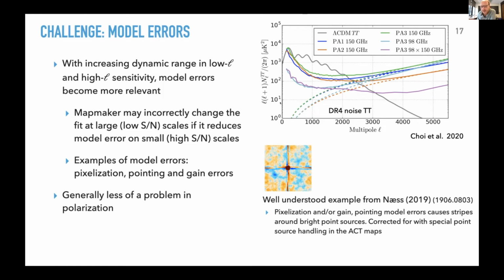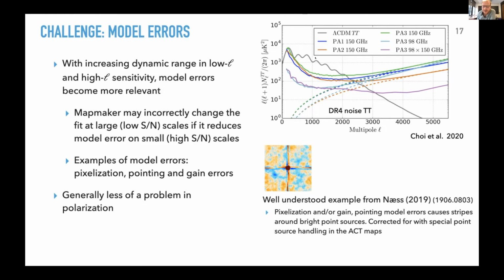And I think it's fair to say that this dynamic range will only increase with more sensitive data, because at low L, your detectors are not sampling, or the noise between the detectors is very correlated. While at high L, the noise between detectors is more or less uncorrelated, so you average the high L data down faster than at low L.